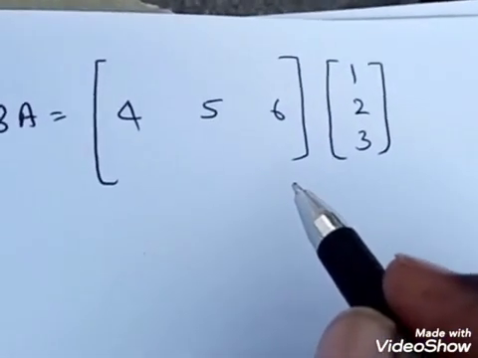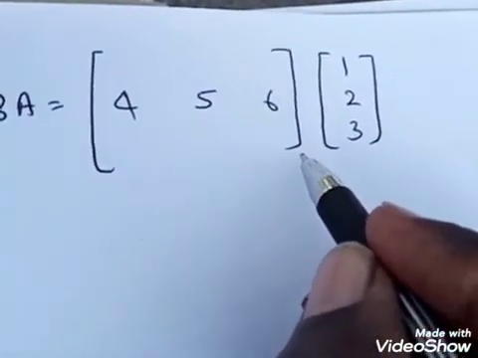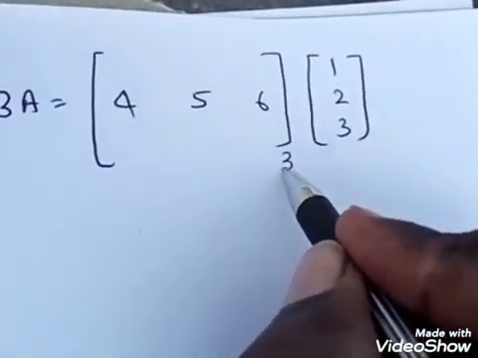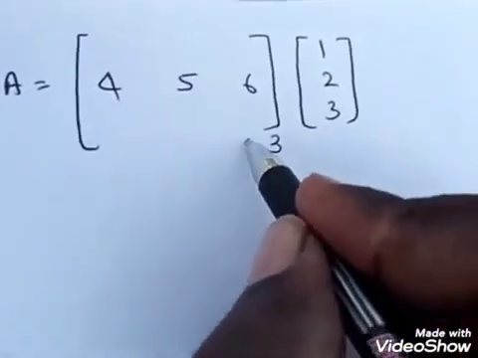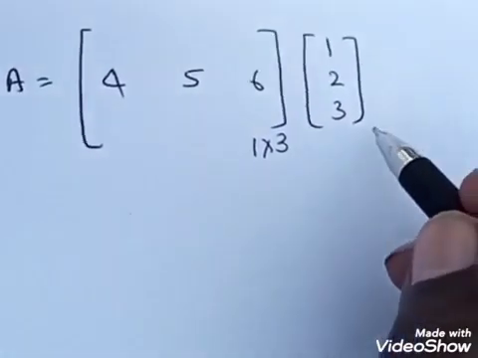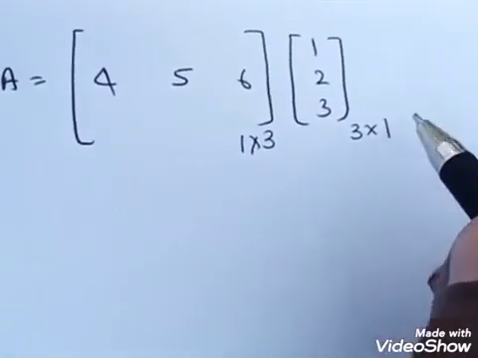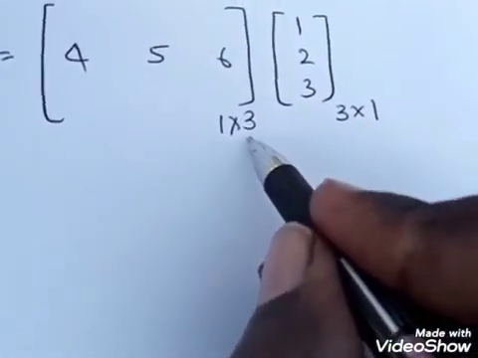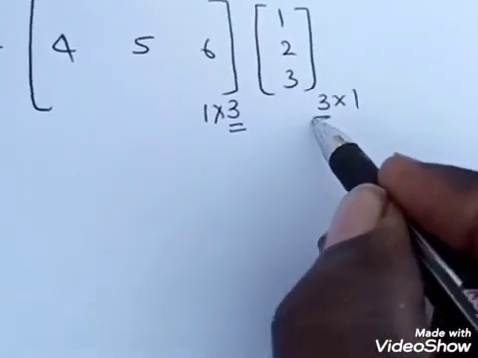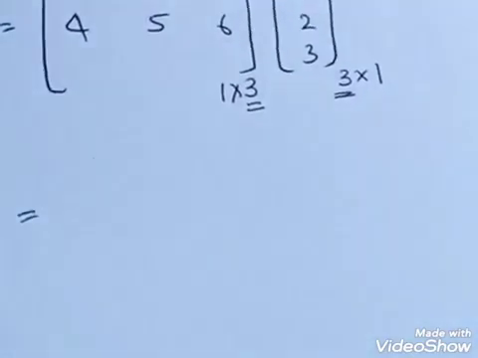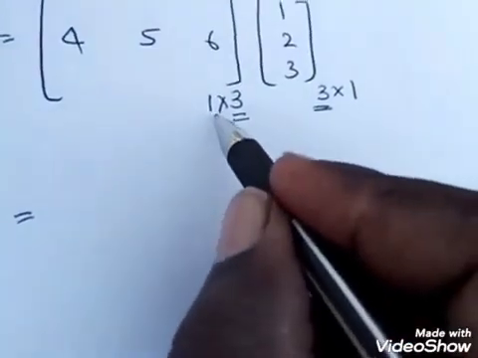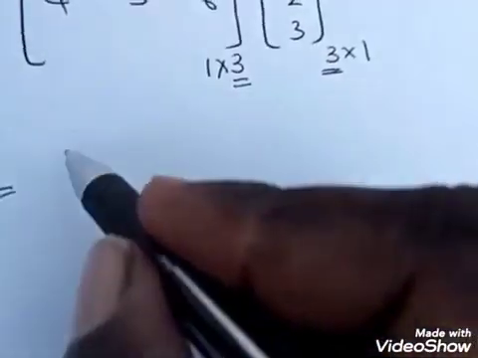Another matrix, this is the BA. Now what is the order of the B? Observe there, this is one row and 3 columns, and this is 3 rows and 1 column. That means the number of columns is equal to the number of rows, hence multiplication of matrices is possible. But here, what is the order of the matrix you are going to get? 1 by 1, that is the singleton matrix you are going to get.